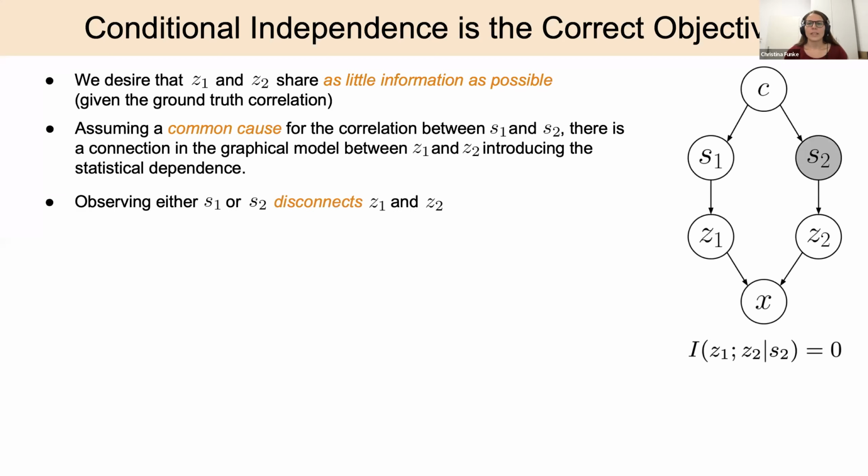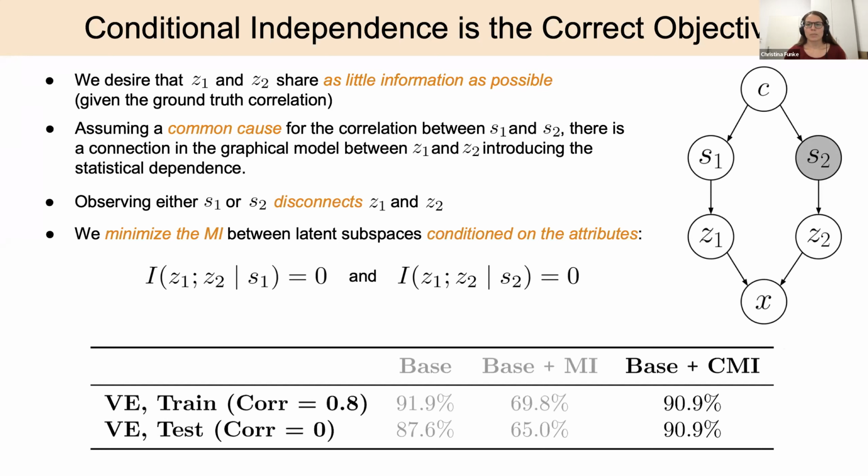We can see that observing either of the source attributes disconnects the latent subspaces. We can make use of this by adapting the objective, such that we minimize the mutual information between the latent subspaces conditioned on the attributes S1 and S2. This states that if we know S2, then knowing Z1 does not give us more information about Z2 and vice versa. When we now look at the performance under correlation shift, we see that conditional independence leads to robustness under correlation shift.